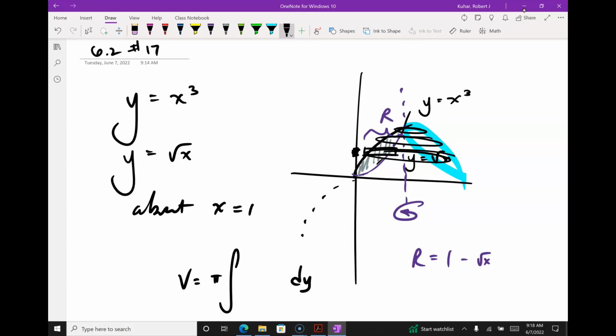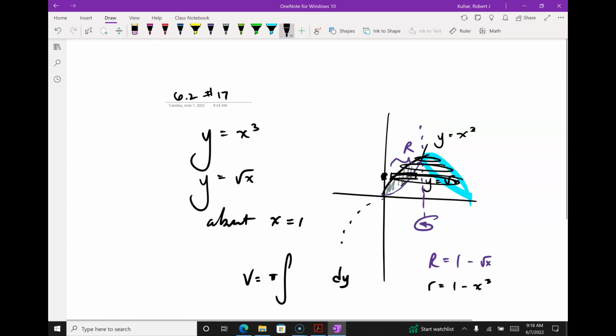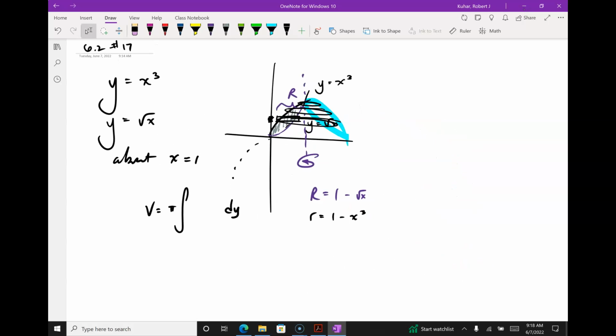So my little radius is what? It's 1 minus the other curve, right? X cubed. Okay, but here's the problem. I'm in terms of dy, right? So I have to have these things solved for in terms of y. Sorry, in terms of x.